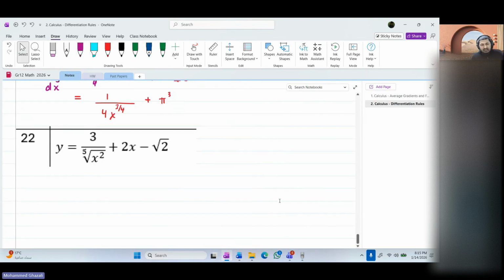So again, this is similar to the previous form. So we have y equals, yes, Arnav, do you like to solve this? 3 over x to the power of 2 over 5, plus 2x minus root 2. What can you tell me about root 2? You say?